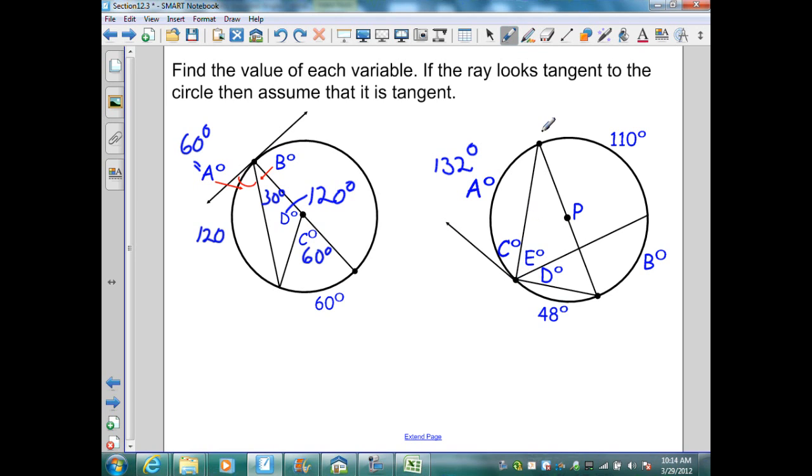This is a tangent to the endpoint of this chord. That creates an intercepted arc. The measure of this angle is equal to half the measure of its intercepted arc. Half of 132 is 66 degrees.